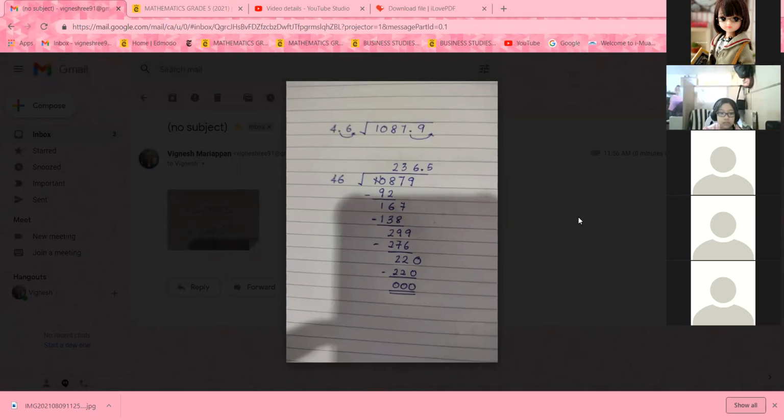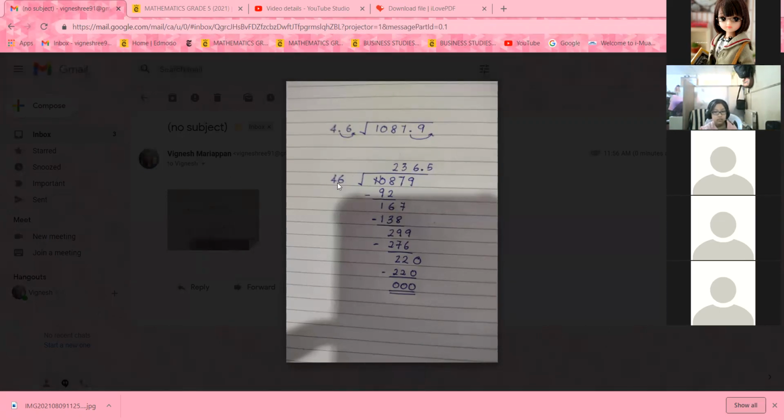1087.9 divide 4.6. You have to move the decimal point until you no longer have a decimal number, correct? So you are moving 1 place only. If here you are moving one place, here also you have to move one place, correct? So it becomes 10,879 divide 46, correct or not?